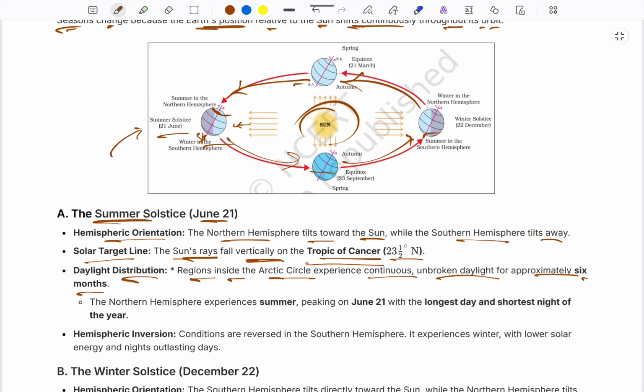Regions inside the Arctic Circle experience continuous unbroken daylight for approximately 6 months. The northern hemisphere experiences summer, peaking on June 21 with the longest day and shortest night of the year. The hemispheric inversion: conditions are reversed in the southern hemisphere. It experiences winter, with lower solar energy and nights outlasting days.